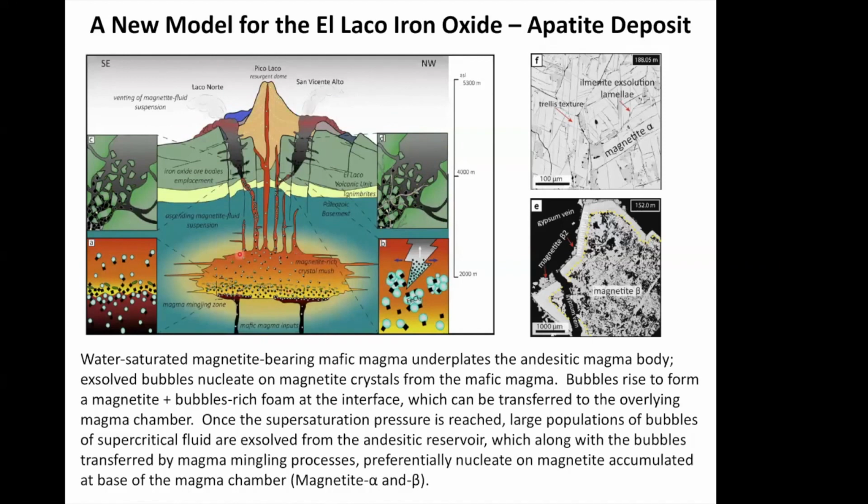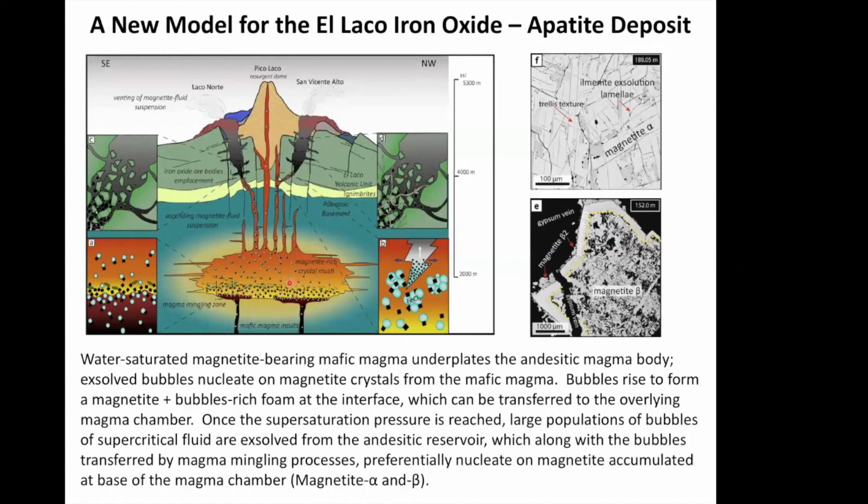And within that andesitic magma, we have the first magnetite crystals, alpha and beta form. And remember, magnetite alpha is magnetite that now contains ilmenite exsolution lamellae, which require that to have originally been titanomagnetite that exsolved ilmenite during cooling and oxidation. So we have primary magnetite that forms in that andesite, and then we have a recharge event.